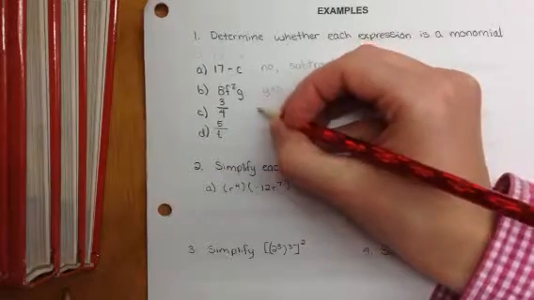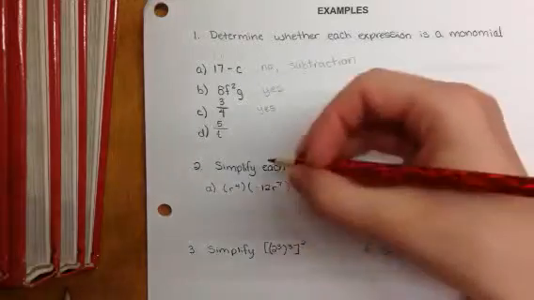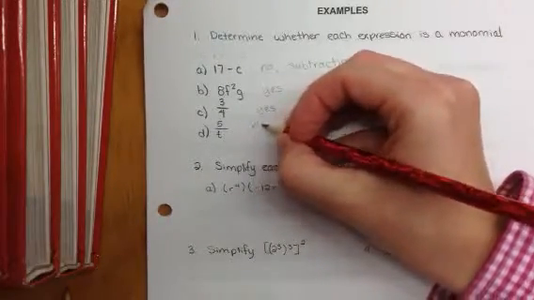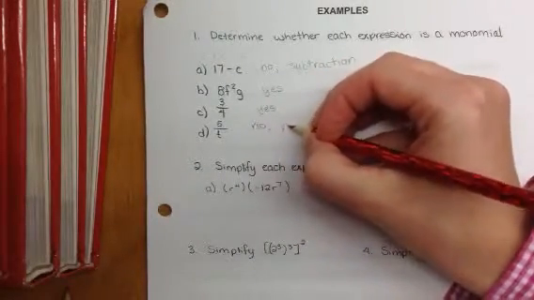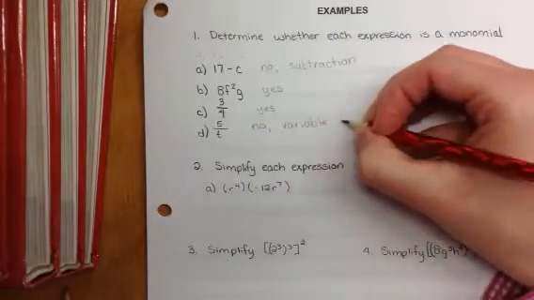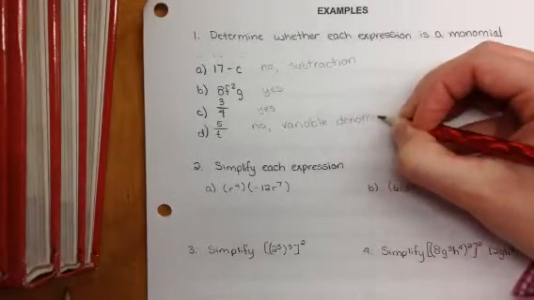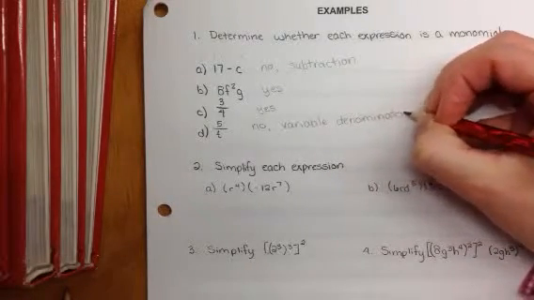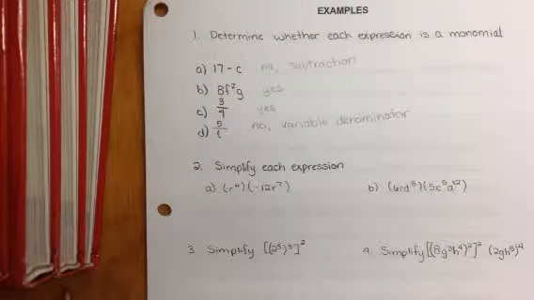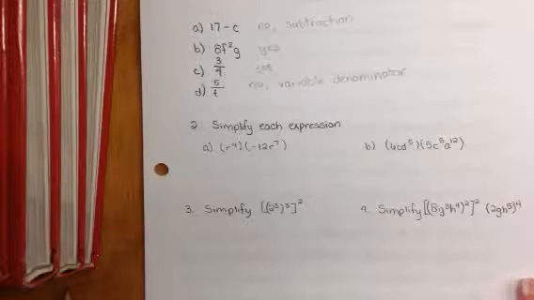3/4. Yes, it's a constant. It's fine. And the last one, 5 over t. No, we don't do it if there's a variable in the denominator. So it is not a monomial if you have a variable in your denominator. So those are some examples of monomials. We're going to look at simplifying expressions.